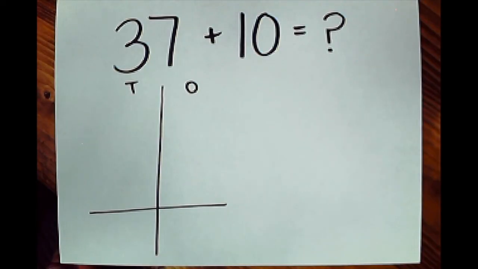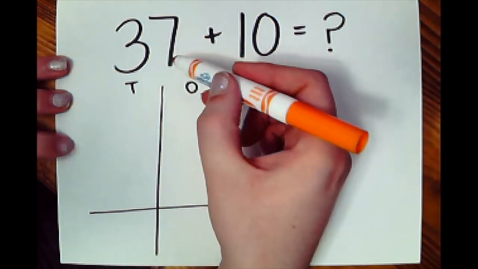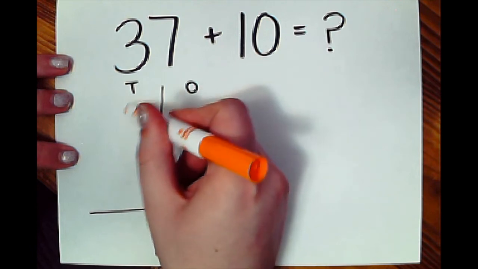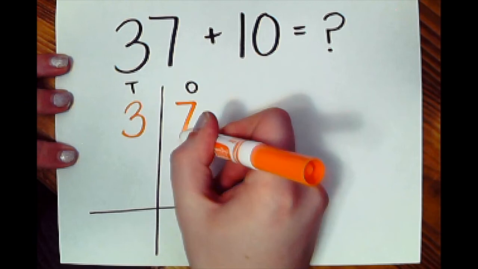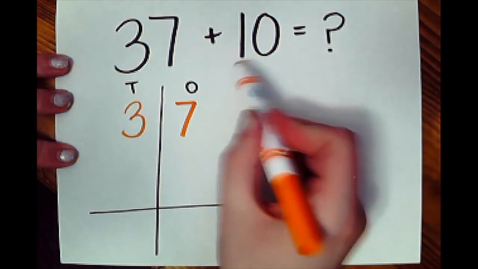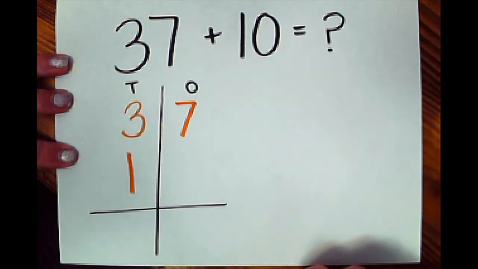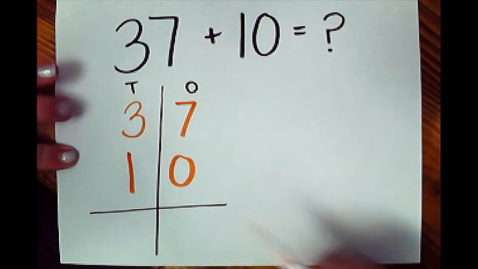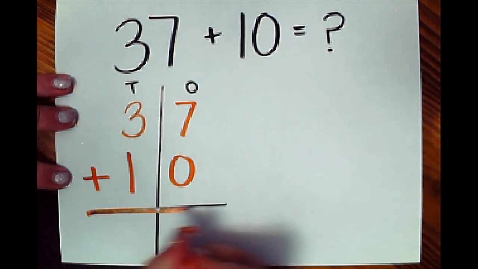37 plus 10. Start with your first number, 37. It's 3 tens and 7 ones. So we need to put 3 in the tens column and 7 in the ones column. Next we have 10. That is 1 ten and 0 ones. So you need to write 1 ten in the tens column and 0 ones in the ones column. Remember to have a plus sign and an equals bar.